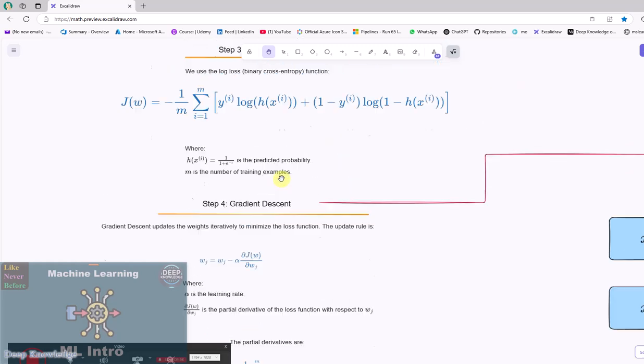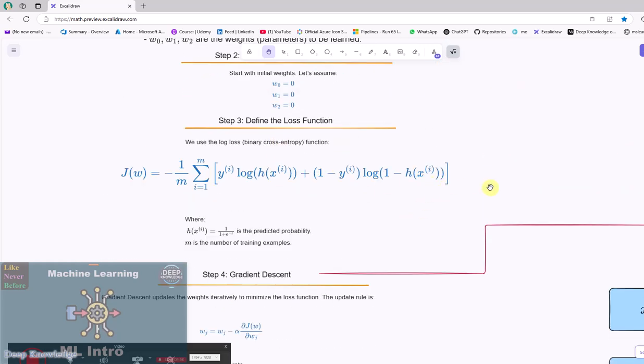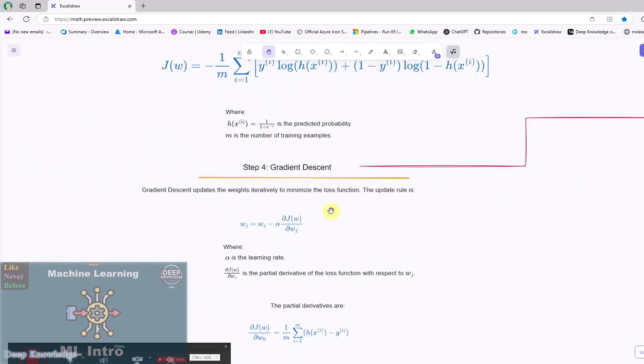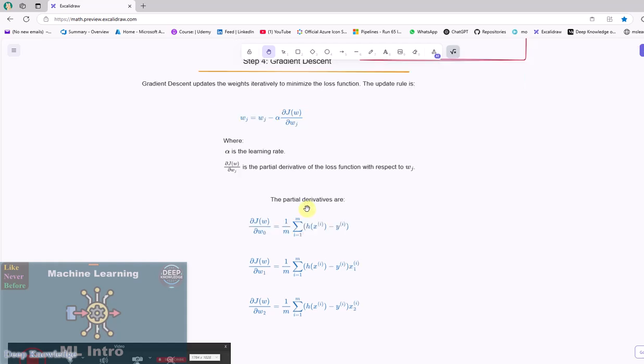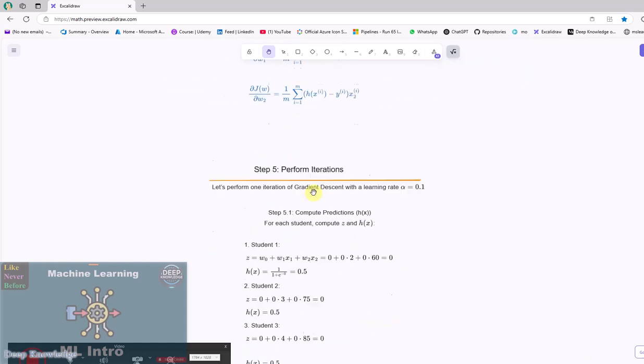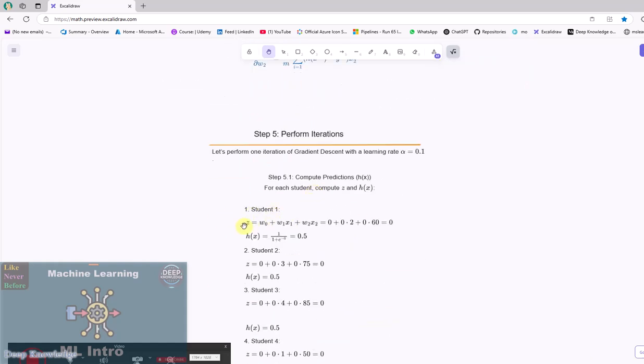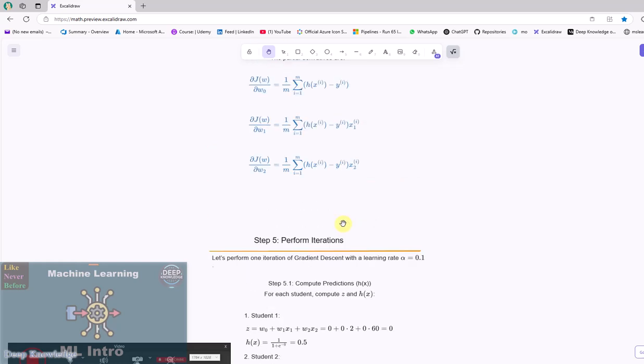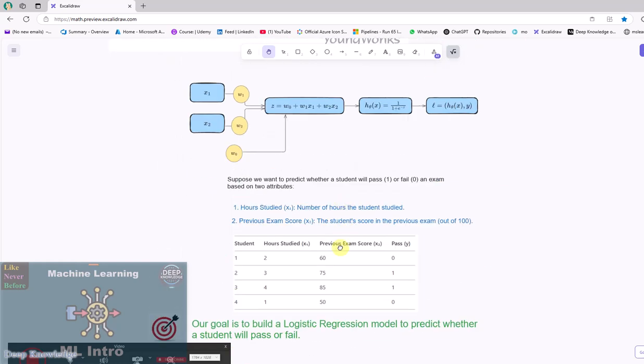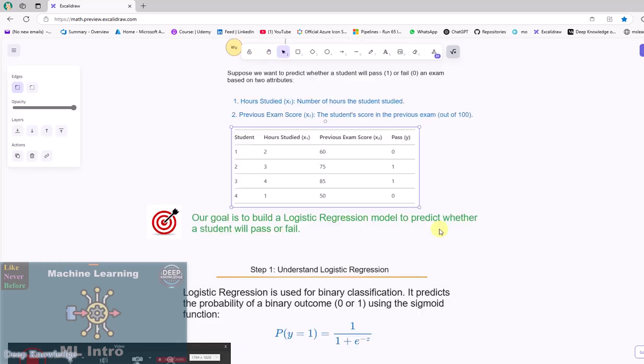So let's have a look. I will come back to the derivative later, but let's have one example. For instance, student one: the weights are 0, 0, 0. It will be, for instance, 0 multiplied by 2, which is the studied hours. You can see here, let me maybe copy this and put it down so we can see.